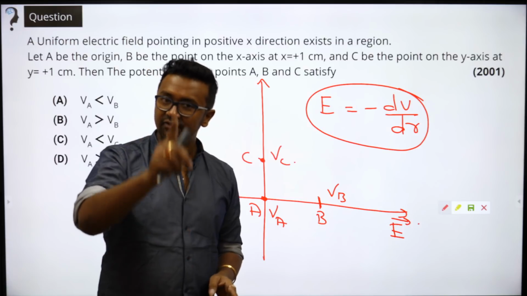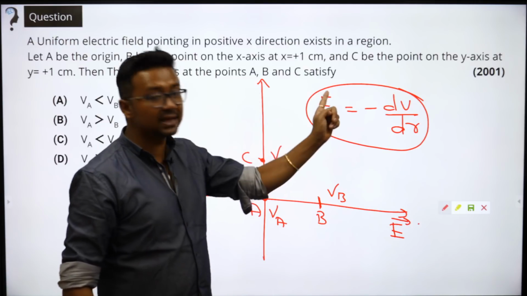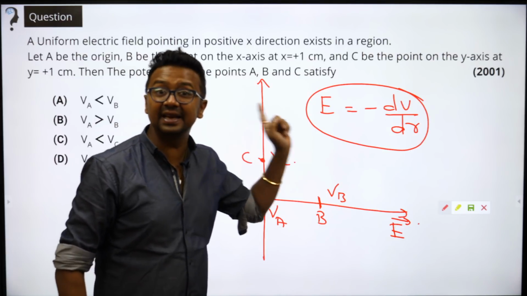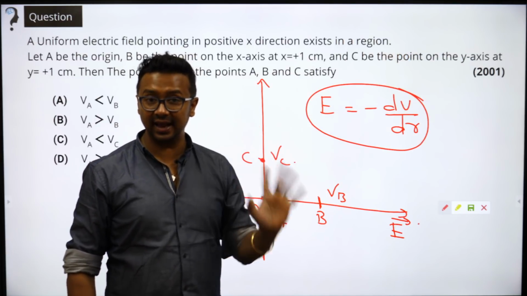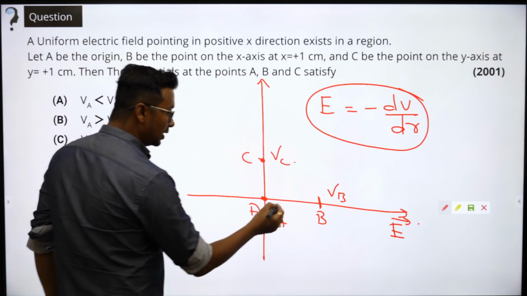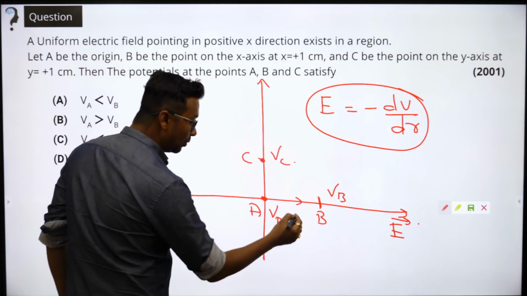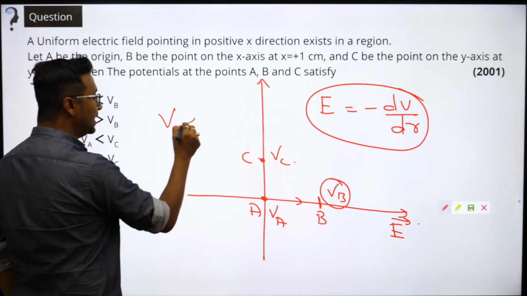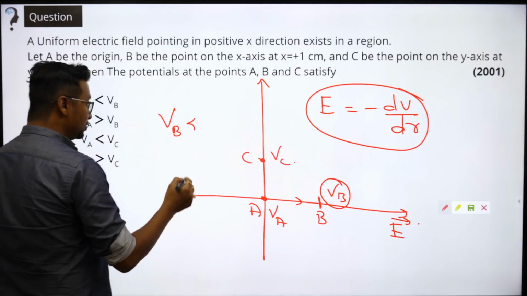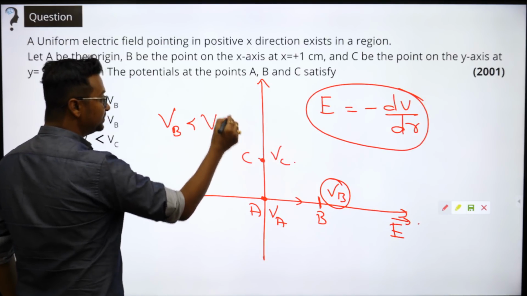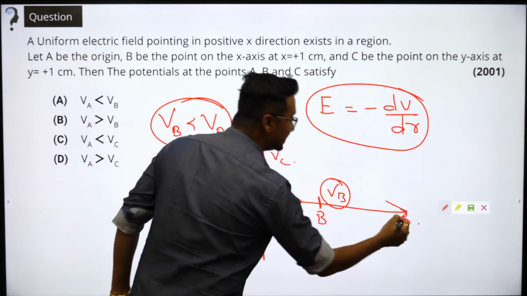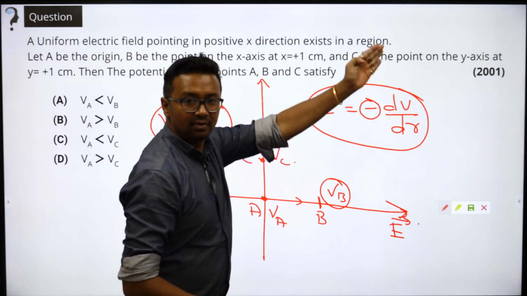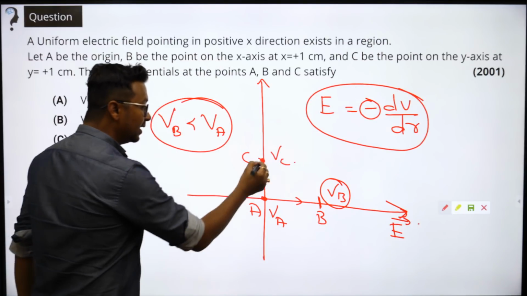In gravitation, if you have done nicely, this concept was there also. That is, gravitational potential will decrease in the direction of the field. Okay? So, in the direction of the field, potential is going to decrease. So VB will be less than VA, because field is in this direction. This negative sign implies that potential is decreasing.